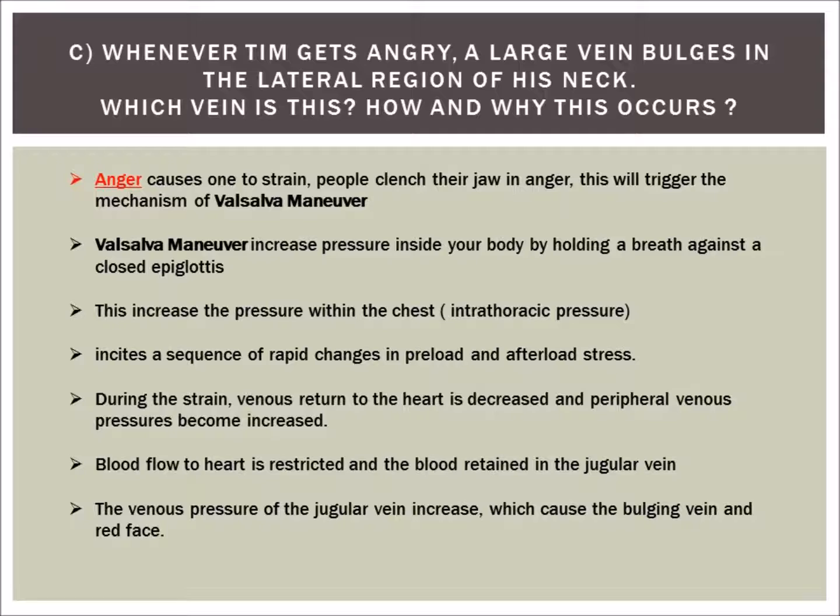Next, this incites a sequence of rapid changes in preload and afterload stress. During the strain, venous return to the heart is decreased and peripheral venous pressure becomes increased. Blood flow to the heart is restricted and the blood will be retained in the jugular vein, which is in the neck region. The venous pressure of the jugular vein increases, and this in turn causes the bulging of the veins and a red face when we are angry.